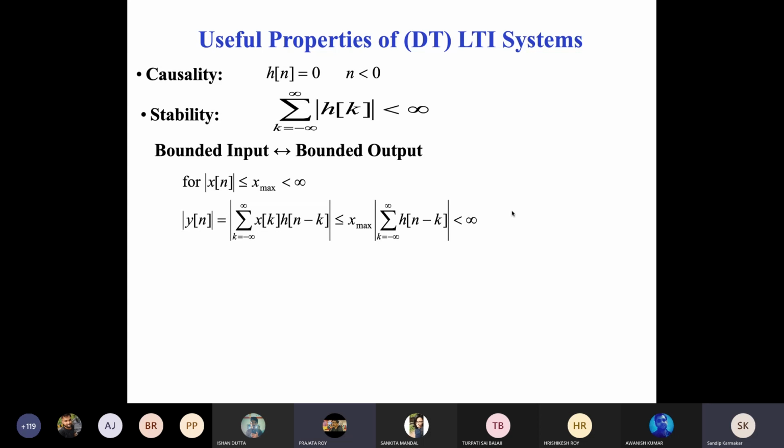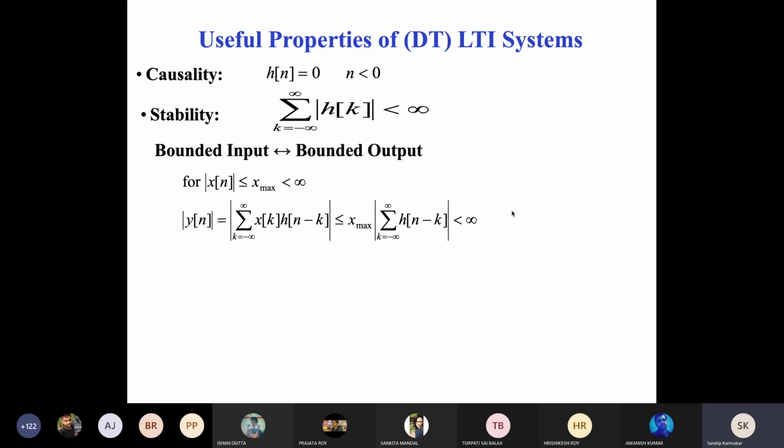Did you understand? Causality for the DT system. Yes, sir, because if it is less than n, then no values will remain. A unit impulse means it will come at n equal to 0. Other values will be cancelled, right? Yes, sir. And stability means the sum from k equal to minus infinity to plus infinity of |h[k]| is less than infinity.